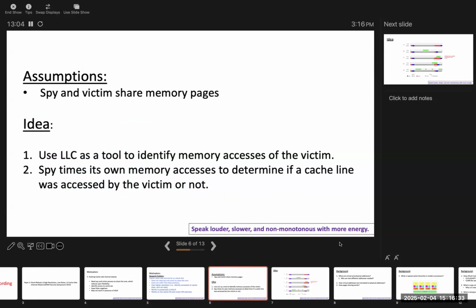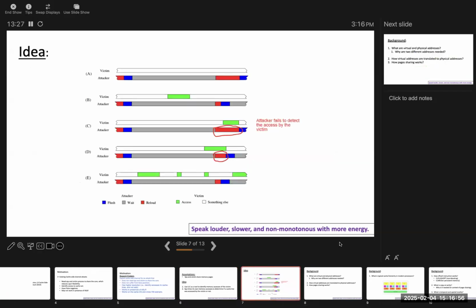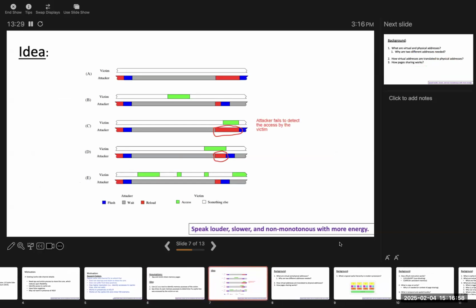Okay, so their idea is that they use the last level cache, LLC, as a tool to identify the memory accesses of the victim. And then the spy times its own memory accesses to determine if a cache line was accessed by the victim or not. Any questions, comments? Okay, so this is the basic idea at a high level, without going into details.